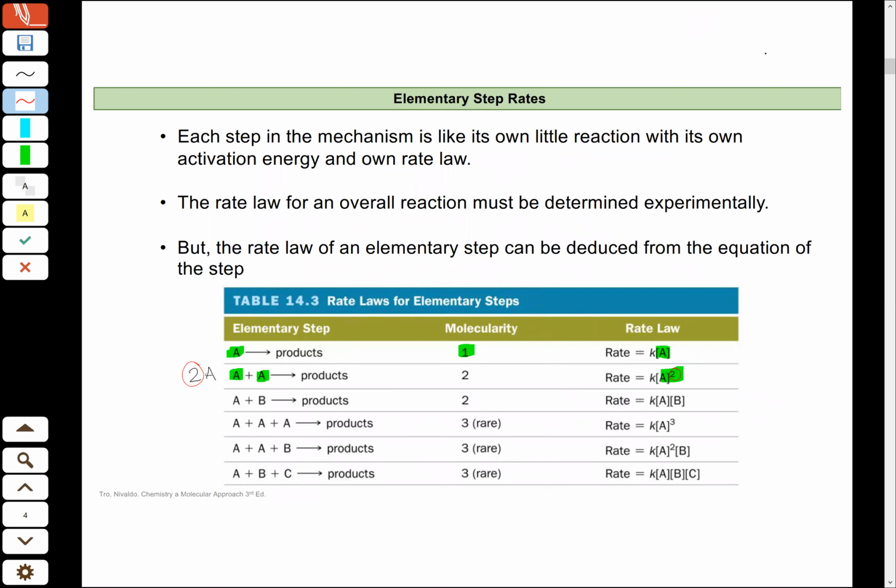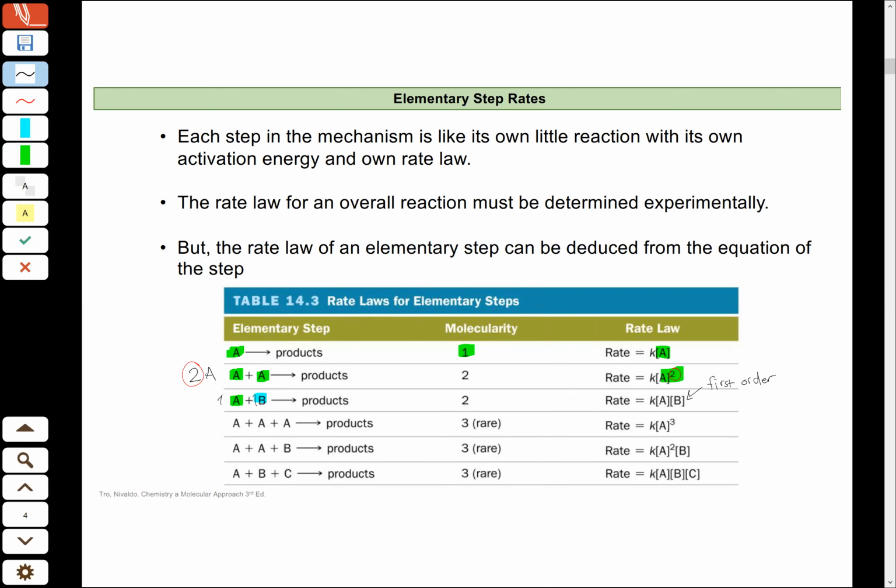Sorry for the pause. So, as I was saying, the coefficient is going to match our order with respect to a reactant when we're looking at an elementary step. And so you can see here we have a situation with two reactants, A and B. And so, since we just have a coefficient of 1 in front of each, then we're going to have a first order dependence on each of A and B.